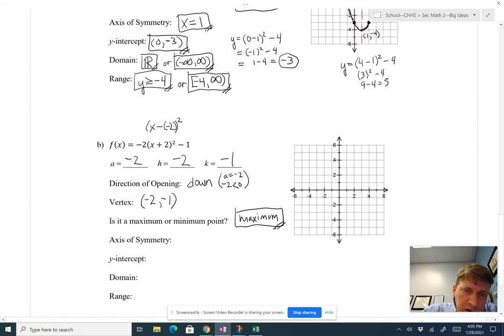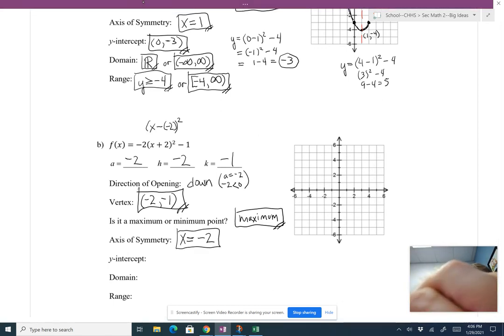And I'm trying to model here what I'd like you to do. Let's put boxes around our answers because it makes it easier. You might have done some calculations, but to put a box around your answer makes it easier to pick out what your answer is. Axis of symmetry. We've got x equals, and it's just the x coordinate of the vertex. So x equals negative 2.